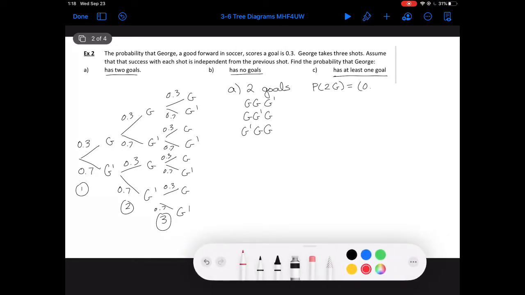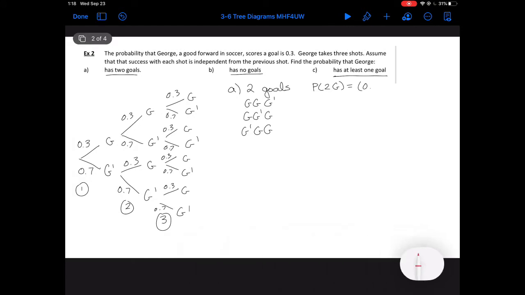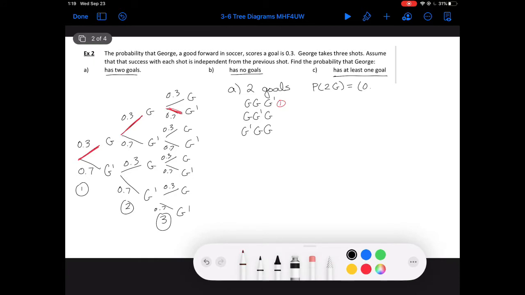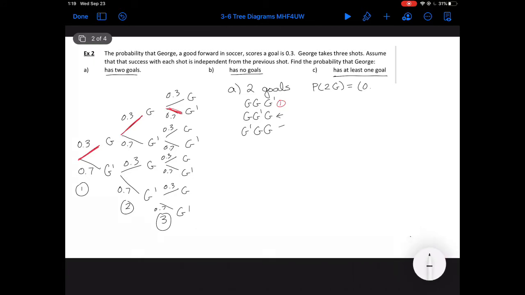I'll trace it with my color here, so I'll use red. So let's follow the first pathway here. If he scores a goal, we're going to start off with 0.3, multiply again by 0.3, that's the second branch in the pathway, and then he's not going to score at the end, so 0.7. If you follow either of these, you will get the same probabilities and therefore the same result when you multiply them. So 0.3 times 0.3 times 0.7 multiplied by the 3 pathways.